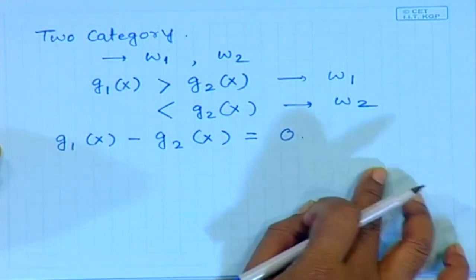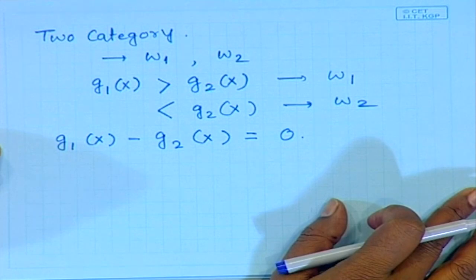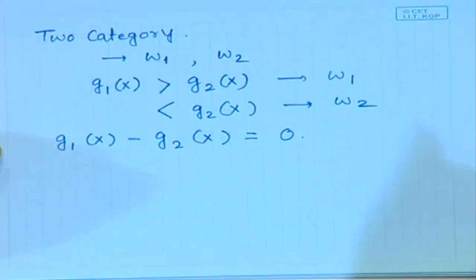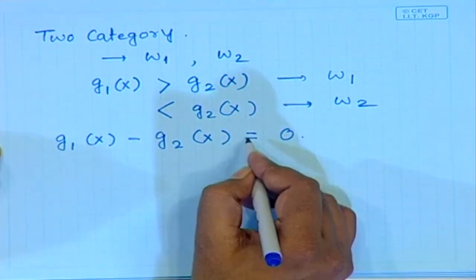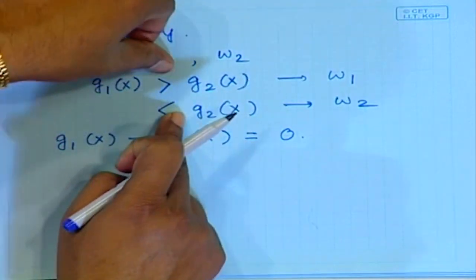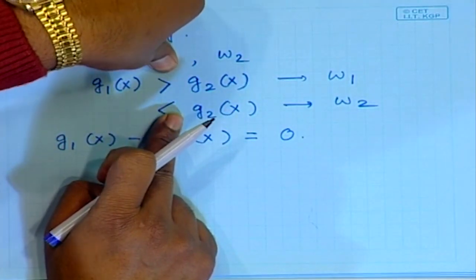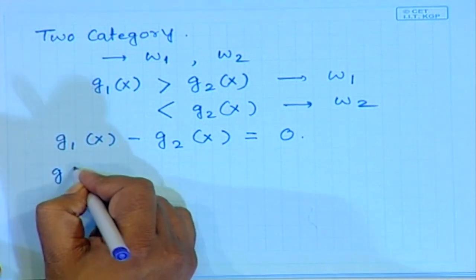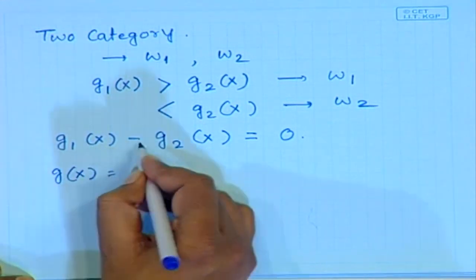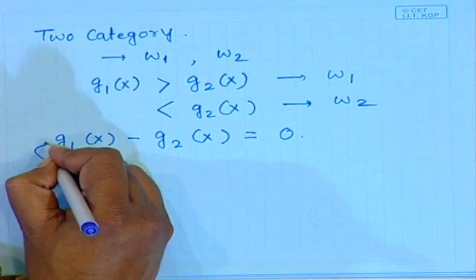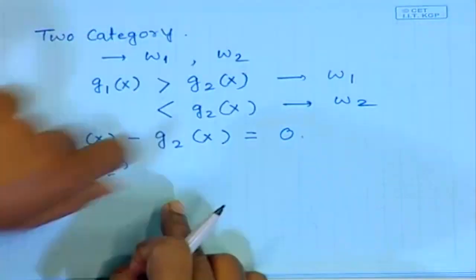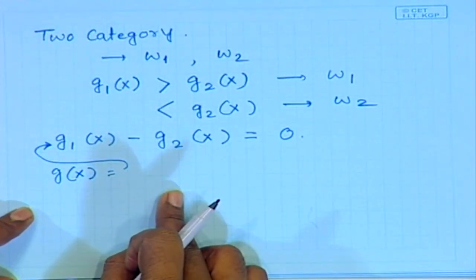If g1(x) minus g2(x) is greater than 0, I put it in class omega 1. If it is less than 0, I put it in class omega 2. So, particularly in a two category case, instead of taking two discriminant functions, I can have a single discriminant function given by g(x) equal to g1(x) minus g2(x), and if this is equal to 0, that gives me the decision boundary.